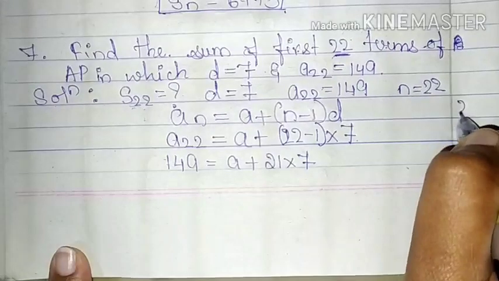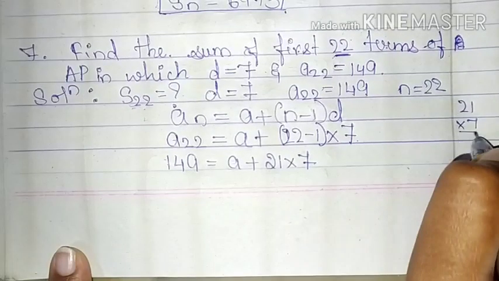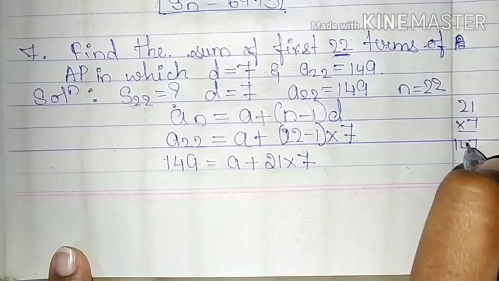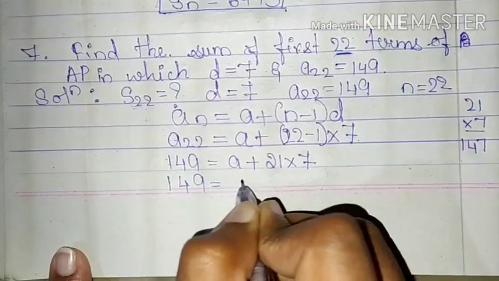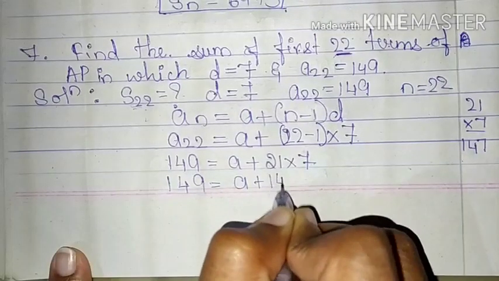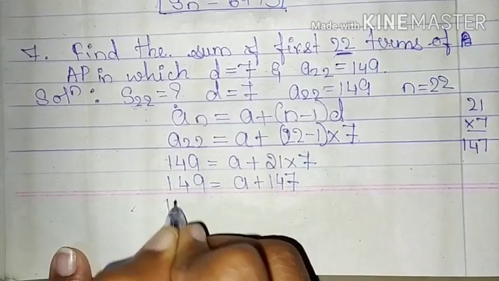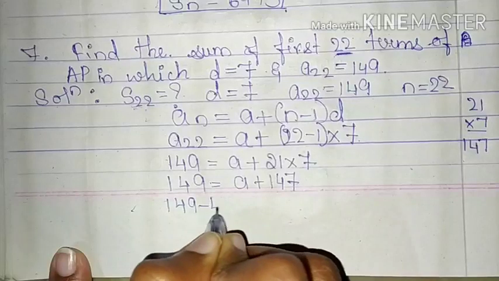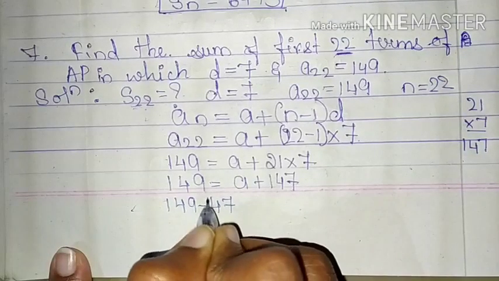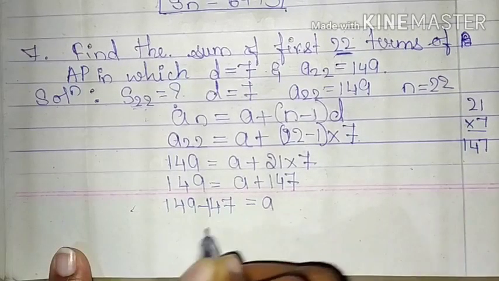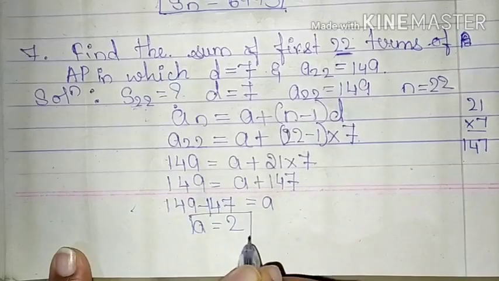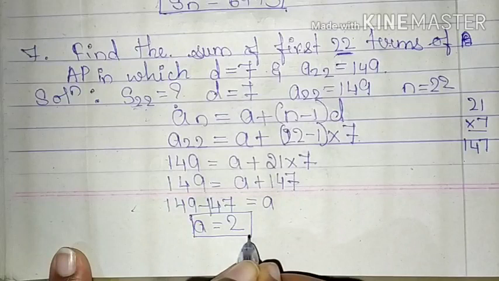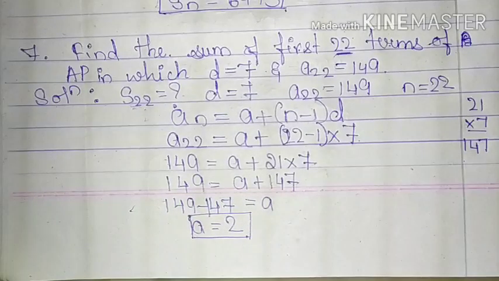Now the product of 21 into 7 is 7 ones are 7, 7 twos are 14, which is 147. So 149 is equal to a plus 147. So transposing, we get 149 minus 147 is equal to a. So the value of a is 2. So the first term of our arithmetic progression is 2.